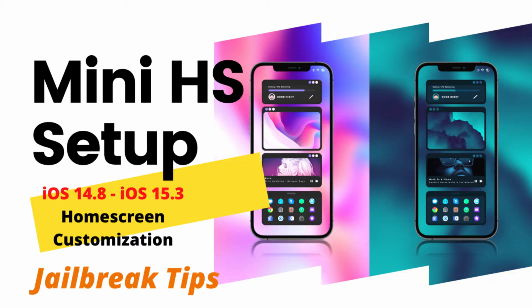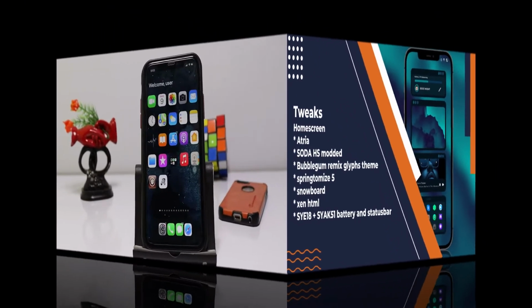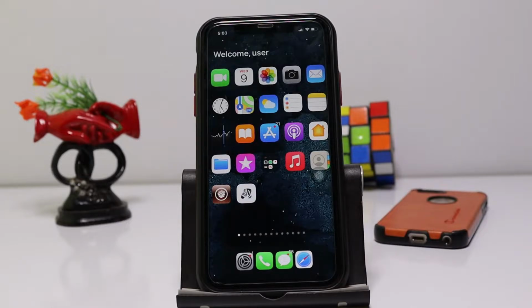In this video I am going to show you how to customize your home screen. In this tutorial I am using home screen customization tweaks: Atria, Soda HS modded, and the Bubblegum Remix theme, along with Snowboard, HTML and sys 18 plus SKY51. So I am basically using Atria, Bubblegum and Snowboard. Let's dive into our tutorial.